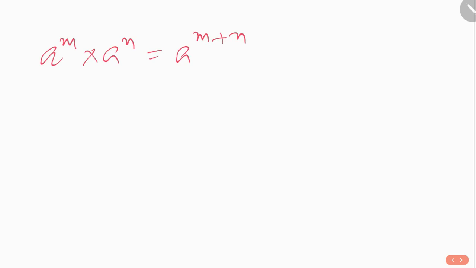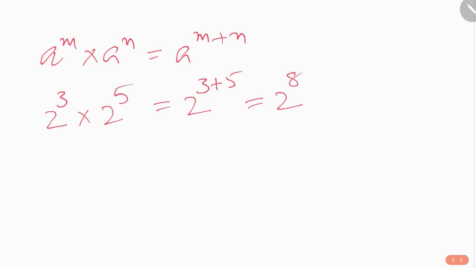For example, 2 power 3 into 2 power 5. Here you can observe easily the bases are equal, powers are different. Then what do we have to do to multiply these two? 2 power 3 plus 5. That means powers must be added according to this law, which is equal to 2 power 8. So this is one of the laws.